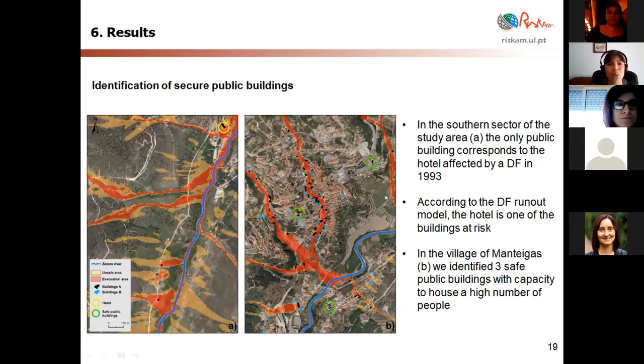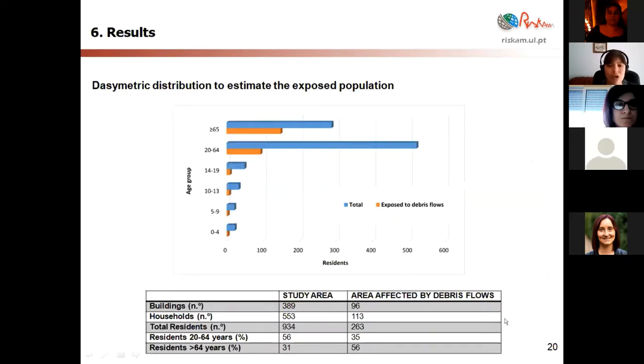In this slide, we have the identification of secure public buildings. So in the southern sector of the study area, figure A, the only public building corresponds to a hotel that was severely affected by a debris flow in 1993. And according to our debris flow runout simulation through the dynamic modeling, this hotel is also one of the buildings at risk. In figure B, in the Manteigas village, we identified 3 safe public buildings that have the capacity to house a high number of persons in the evacuation.